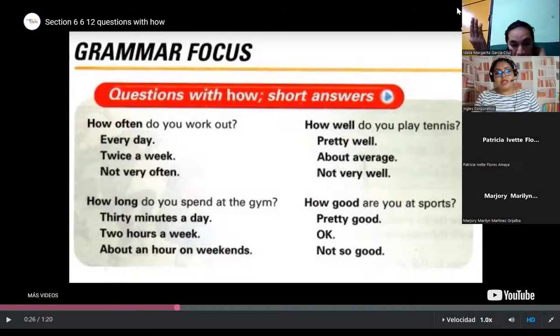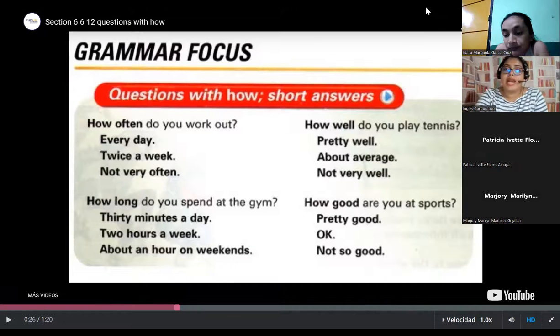30 minutes a day, 2 hours a week, about an hour on weekends. And the last one, it says, how good are you at sports? ¿Qué tan bueno eres en los deportes? And this one said, pretty good, okay, not so good. So in this case, we're focusing on the answers that we can give to every question that we can make with how.